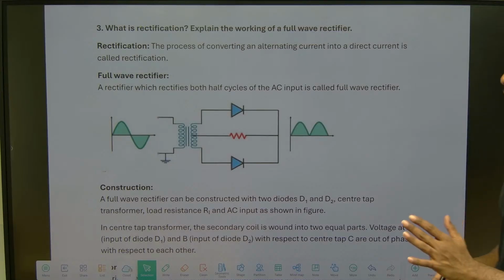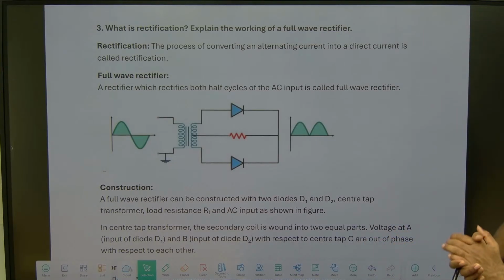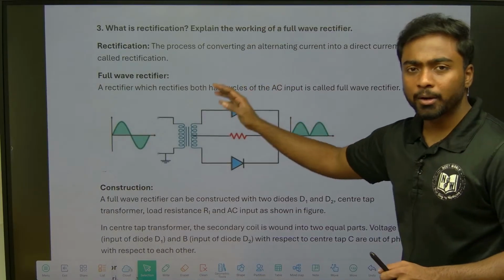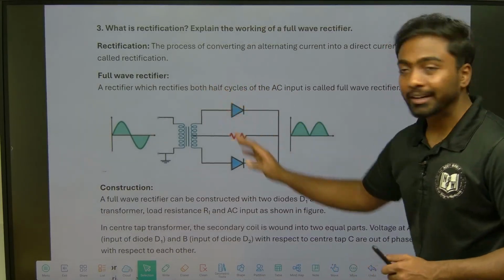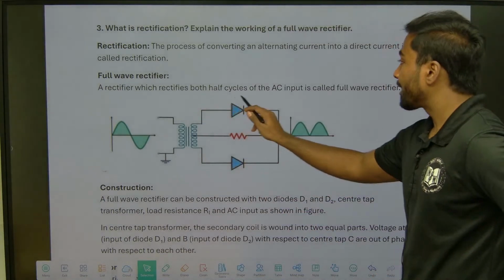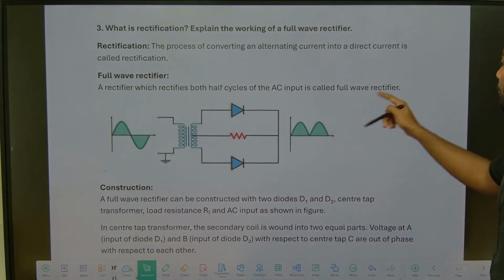So first of all, the meaning of rectification is nothing but the process of converting an AC, that is alternating current, into a direct current is called rectification, okay. So the process of converting AC to DC is called rectification, got it. And what about full wave rectifier? A rectifier which rectifies both half cycles of AC input is called a full wave rectifier.